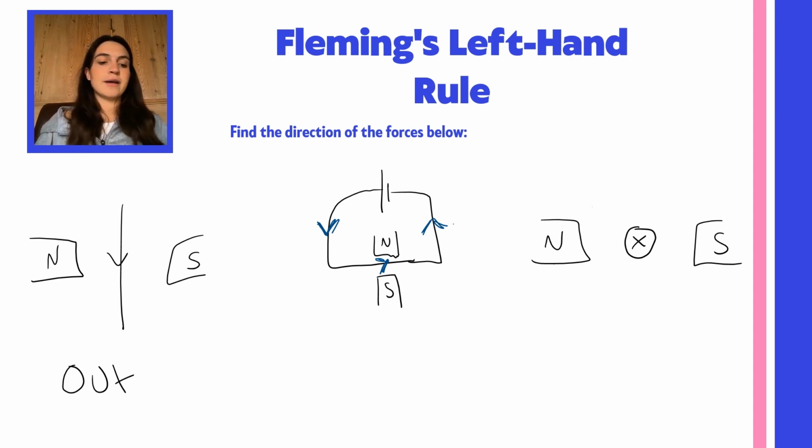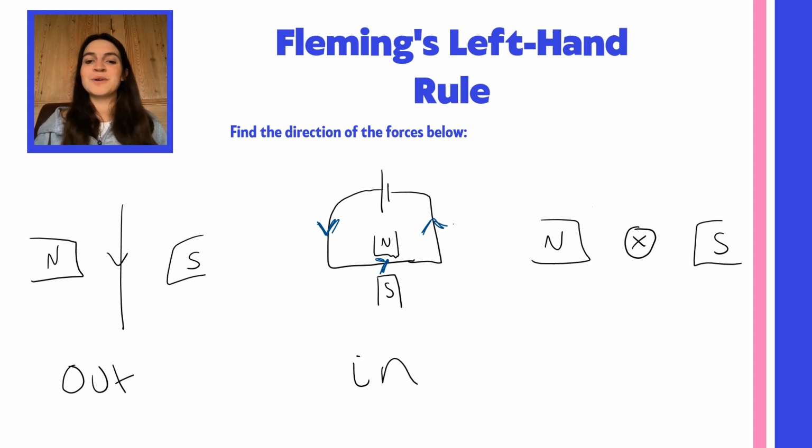So okay, this time my index finger is pointing downwards from north to south, and my second finger is pointing off towards the right here. So what I should find is my thumb is kind of pointing inwards, so towards or in towards your screen.